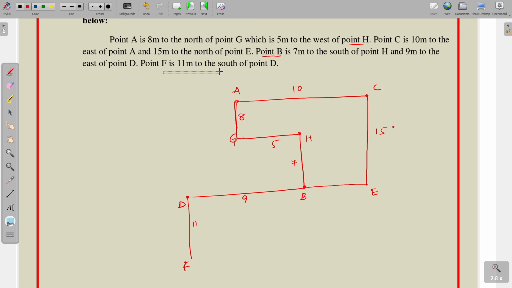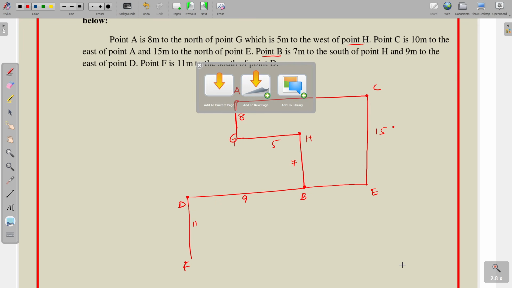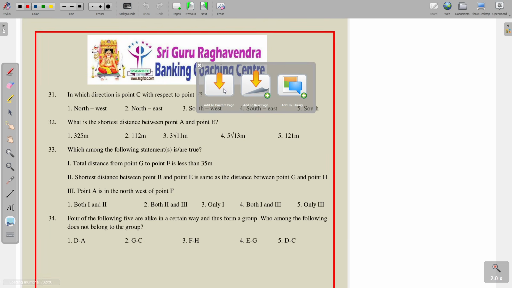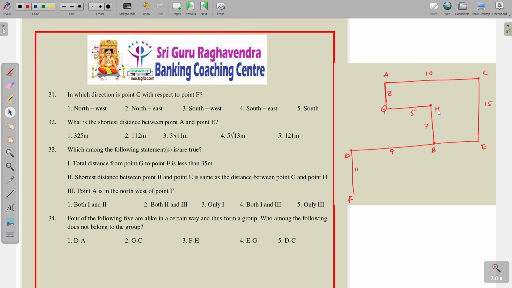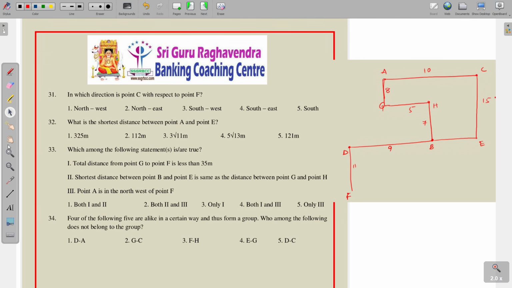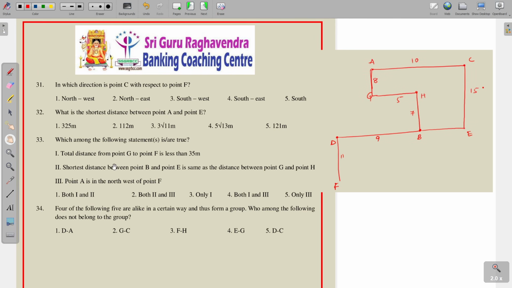So let us move on to the questions. See question number 31. In which direction is point C with respect to point F? So C here and point F here, that is northeast. Point C is to the northeast of point F.